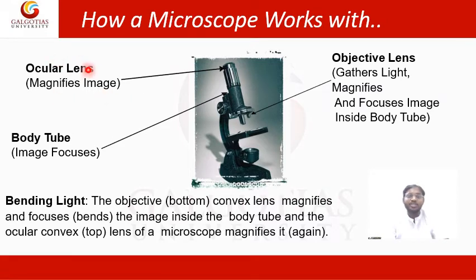This ocular lens also has types: one is 5x, the next one is 10x. These are the parts for the microscopic function. Bending light is nothing but using concave or convex lenses, which help magnify the image, as well as give a clear and sharp image through the microscope.